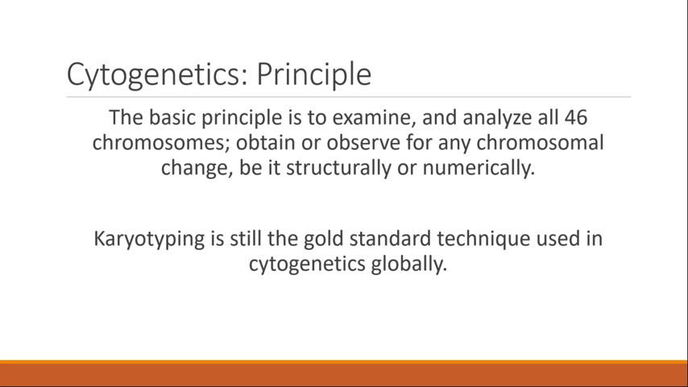Now, the basic principle of cytogenetics is to examine and analyze all the 46 chromosomes, the set of chromosomes that we have, to obtain them and observe whether there is any change numerically or structurally, right? For different chromosomal abnormalities, I have made another video. You can just brush up your knowledge. I'm pretty sure you have seen that video. Different chromosomal abnormalities: structural, numerical, polyploidy, aneuploidy, many different abnormalities.